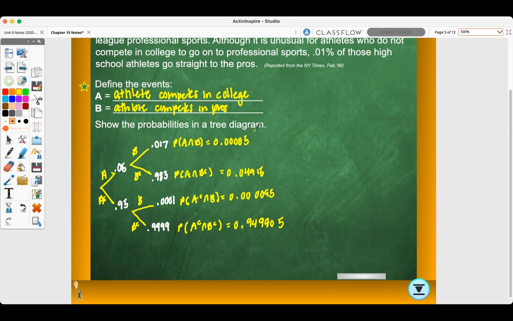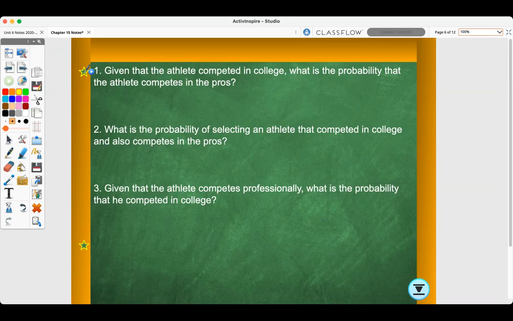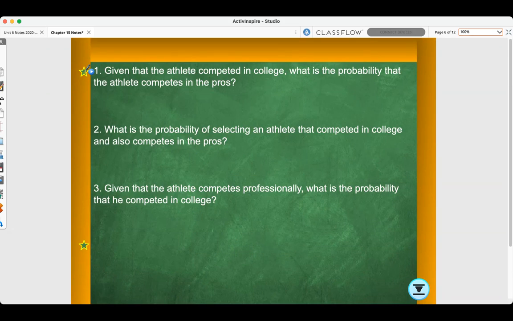Okay, so when you make a tree diagram, a lot of times it's best to go across. The probability of A and B would be 0.05 times 0.017, and that's how I get my 0.00085. You multiply going across, following the branches. We would multiply the probabilities we have there. So let's go ahead and try to answer these problems.